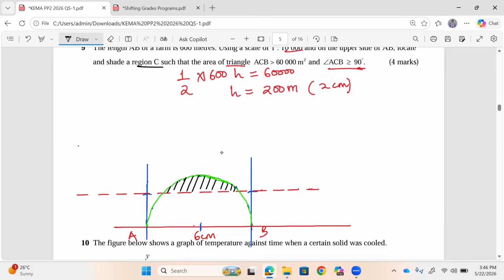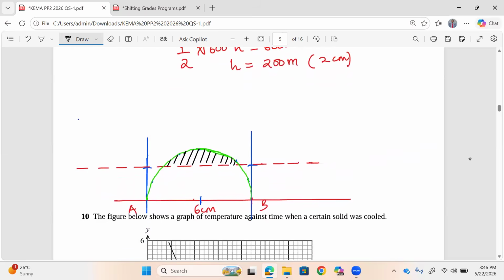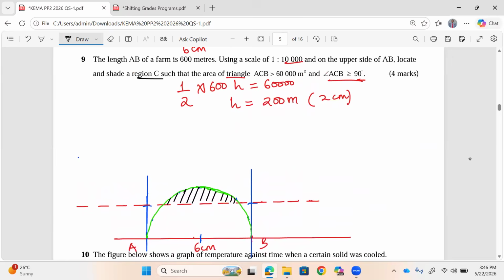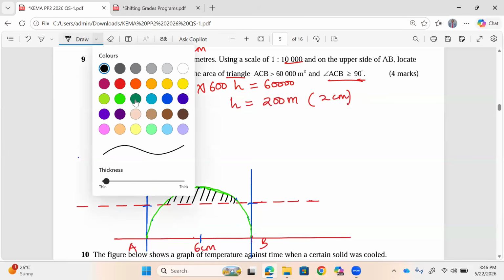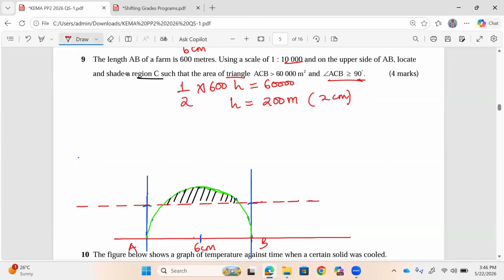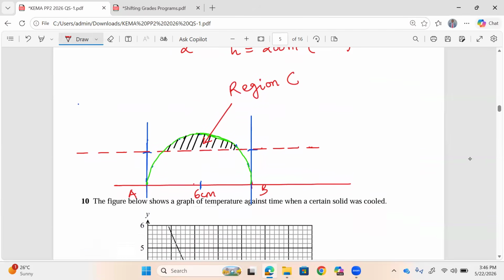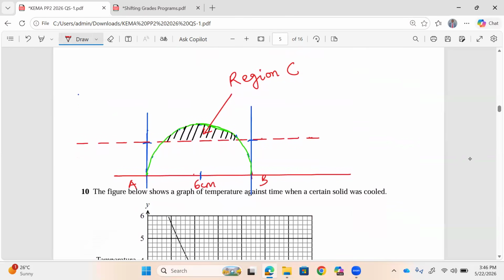To be greater than 90, it means on the lower side, because when you project an angle on the upper side of this circle, it will be smaller than 90, but on the lower side, it is greater than 90. So that is the common region that we exactly need. So now that is our region C. Let me label it. That's our region C, properly illustrated. This is a good question, ladies and gentlemen.